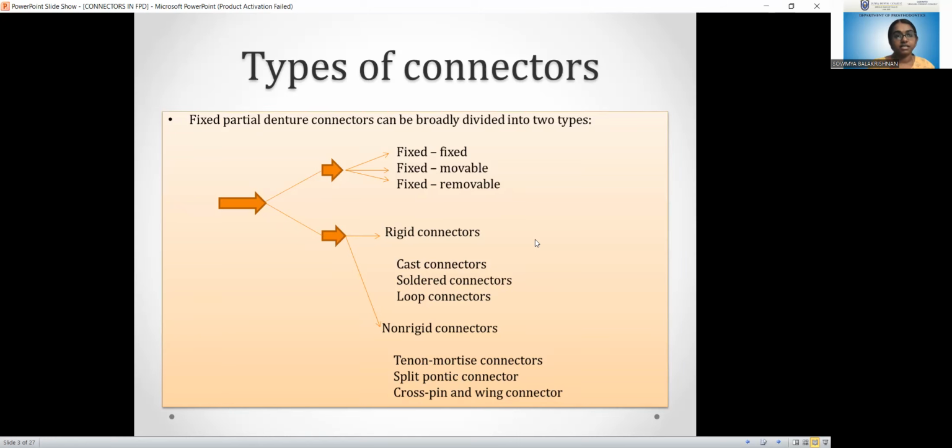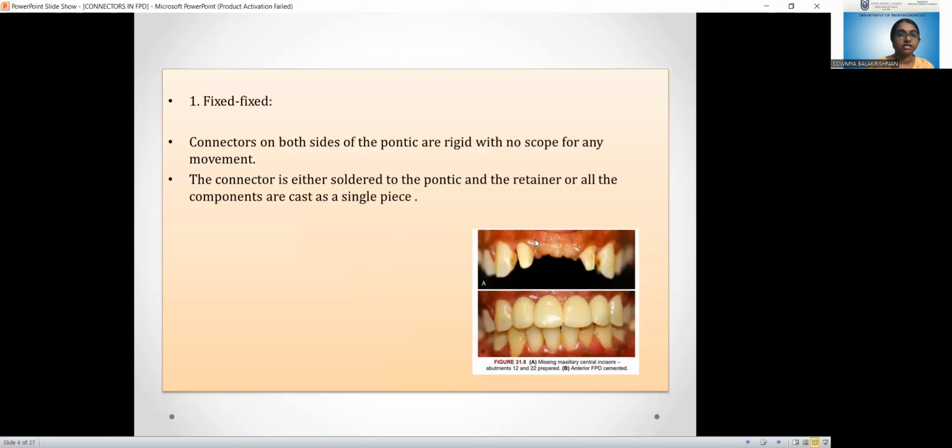So FPD's connectors are broadly classified into two types, that is fixed movable and fixed removable. And basically it is classified into rigid as well as non-rigid connectors. In rigid connectors, we have cast connectors, soldered connectors, loop connectors. In non-rigid connectors, we have tenon mortise connectors, split pontic connectors, and cross pin and wing connectors.